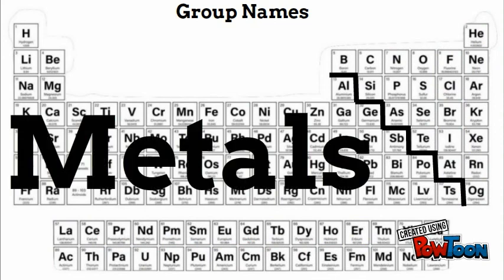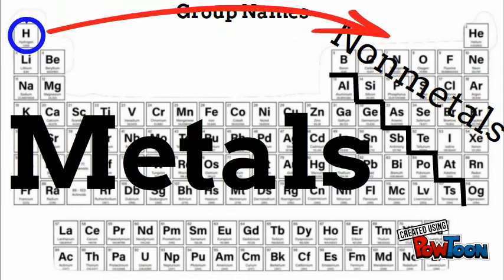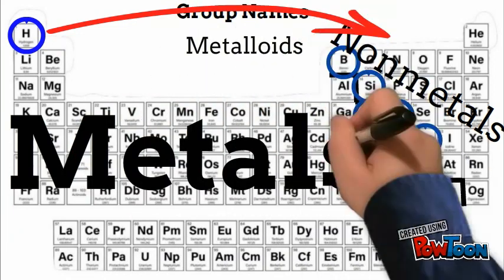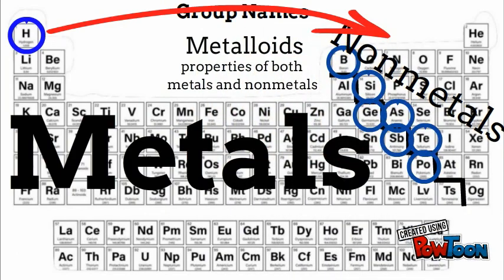This step you see is what separates the metals from the nonmetals. Technically, hydrogen is a nonmetal and should go over to the right, but because of its properties, it stays on the left. These circled elements are called metalloids, and they have properties of both metals and nonmetals.